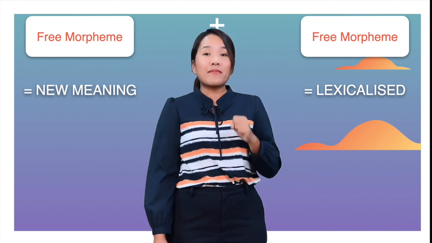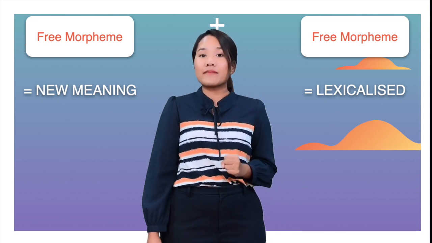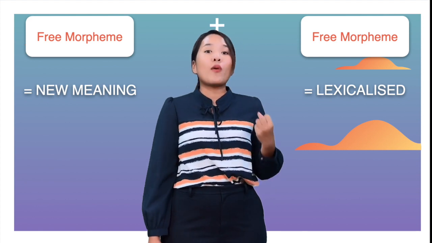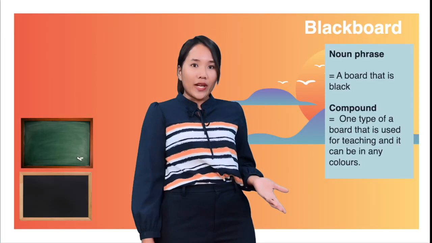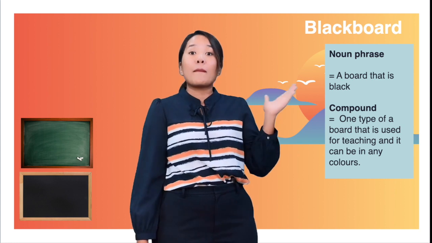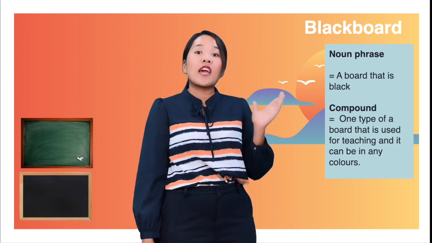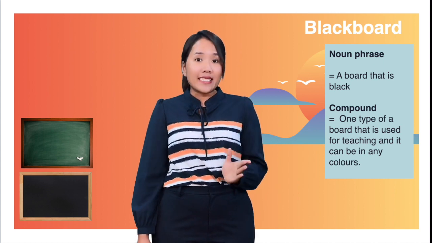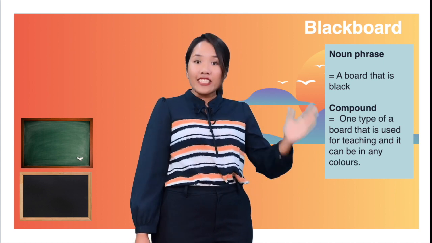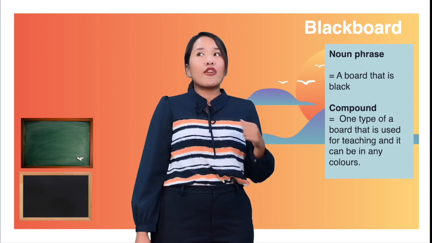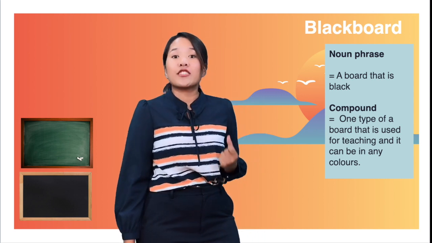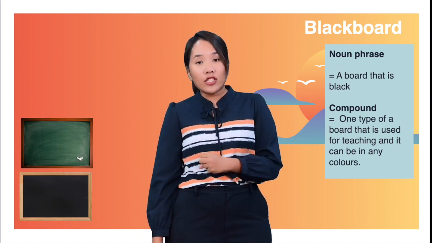We will not separate the elements or the free morphemes that we use to form the compound in order to understand the meaning. For example, the word blackboard. This structure will be a compound if and only if we understand it as one word. That is to say, if we interpret the word blackboard as a large board that we use in teaching, no matter what color it is, in this way, we can consider the structure blackboard as a compound word.